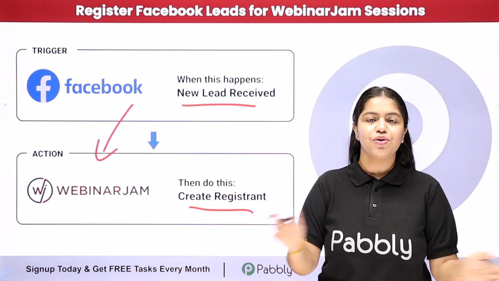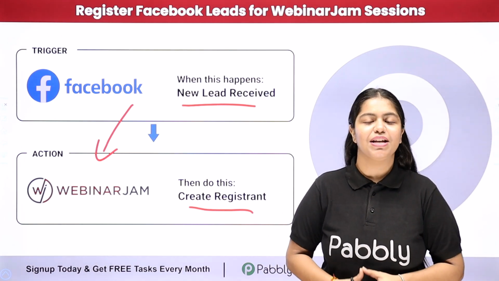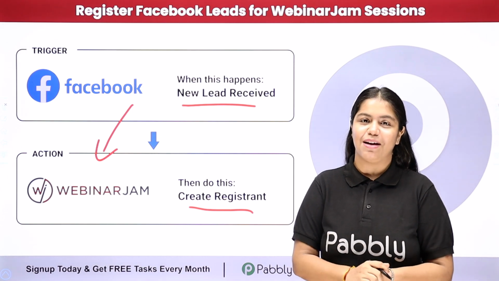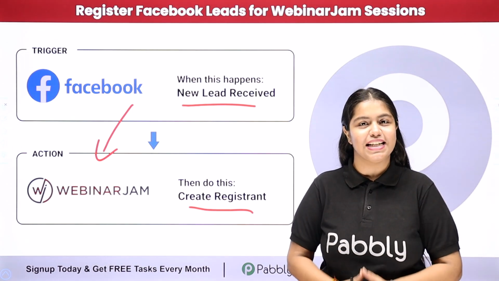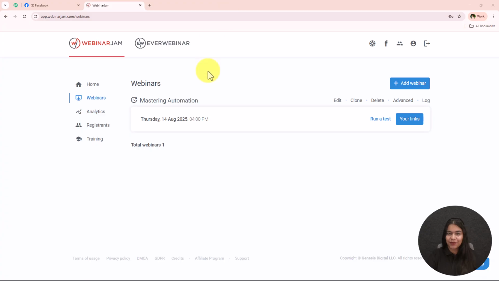So to do this, we are simply going to create a connection between Facebook lead ads and WebinarJam. And we're going to create this connection without knowing any programming or coding language, using an amazing automation software which is Pabbly Connect. So if you also want to create this amazing automation for your own business, then for that you have to come with me towards my screen. Welcome to my screen everyone.